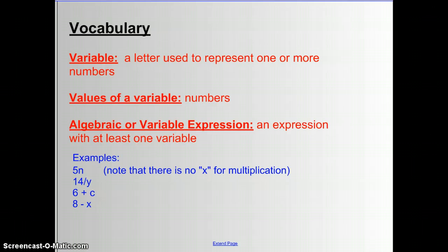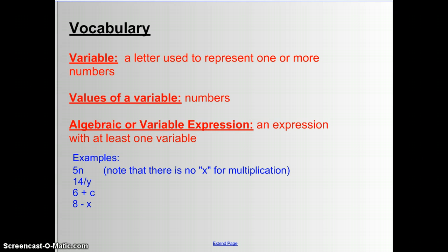The first vocab word is variable, and a variable is a letter that's used to represent one or more numbers. It could be any letter of the alphabet, although frequently we use X and Y. The values of the variable are the numbers that those letters represent, so values are always numbers.